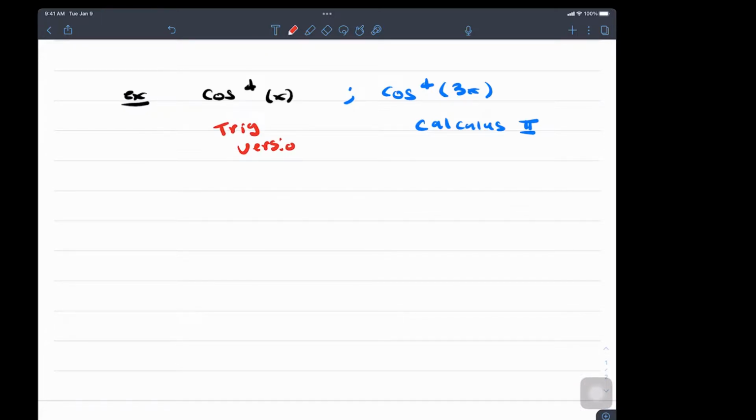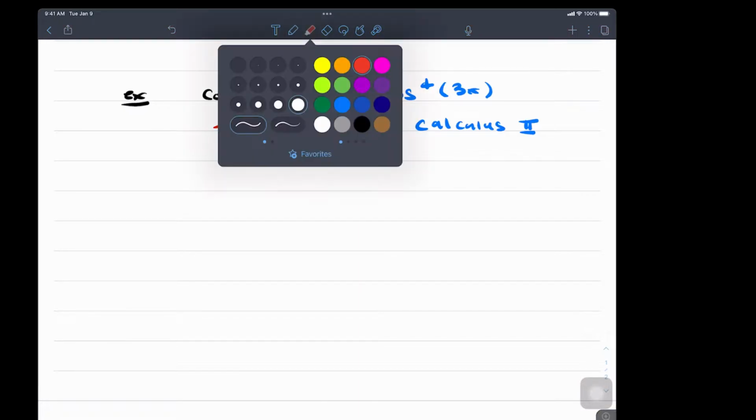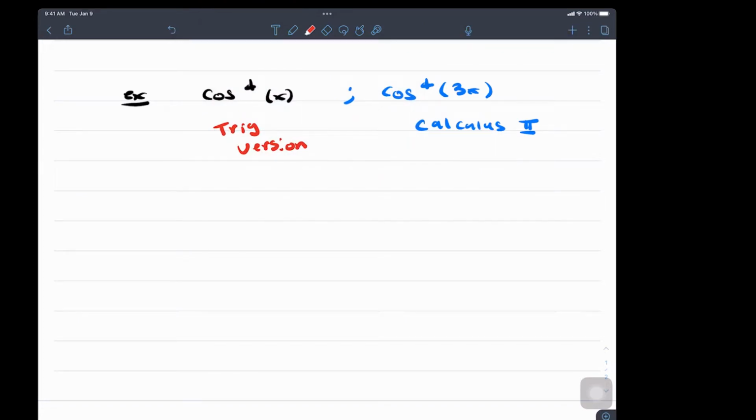Okay, so just so you guys know, you say, hey, do I ever see these things? Because I've always felt it's important to give people what they'll see in the future, so they're aware and they can actually succeed. That's the whole idea. So anyway, let's do the trig version. We're not going to do the Calculus 2 version, but if you take that course, they're going to assume you know how to do the trig version, right? So that's the whole idea.